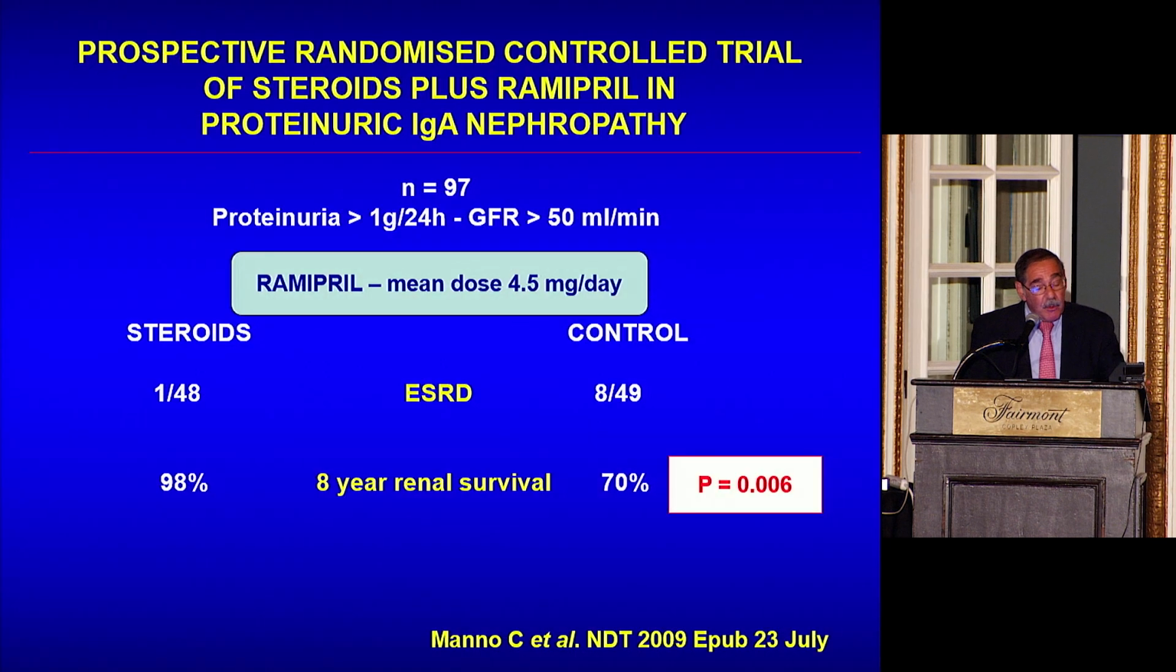This is just the endpoint of the Mano study here, where everybody had over a gram of proteinuria, GFR over 50, almost 100 patients here, end-stage renal disease at 8 years here, 1 of 48, 8 of 49, 8-year renal survival, 98%, 70%. Again, everybody is on ramipril.